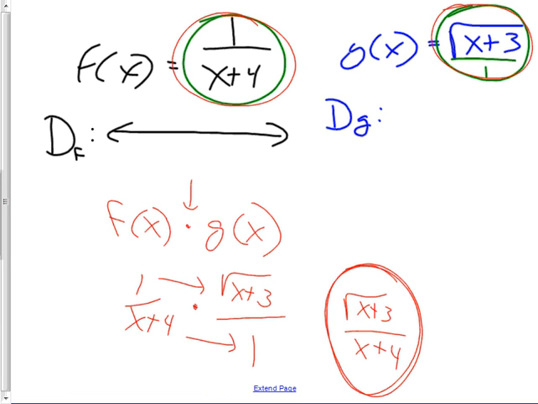Yes, you could write it in interval notation at the very end, but at this point, I would make a number line and go -4, and it can't be that. They're really quick to make, and they're very nice and visual.